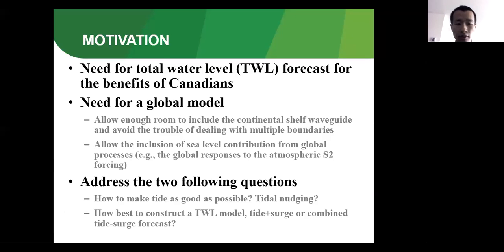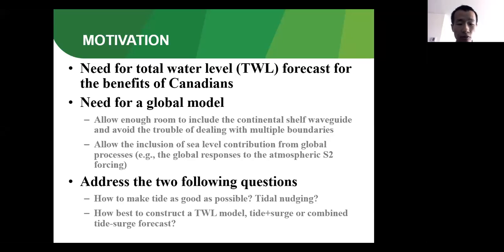Motivation. The motivation is that there is a need for total water level forecast for the benefits of Canadians because Canada is surrounded by 3 oceans. And for this purpose, we choose a global model because firstly, it allows enough room to include the coastal waveguide and thus avoid the trouble dealing with multiple boundaries. Secondly, it allows the inclusion of sea level contribution from any global processes. And one example is the global response to the atmospheric S2 forcing. And this will be one of the focuses in this study.